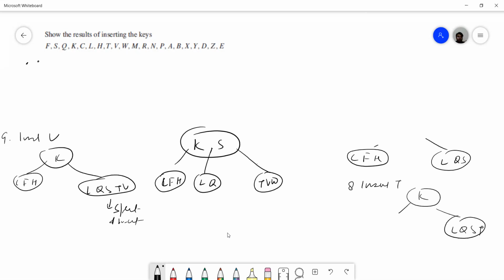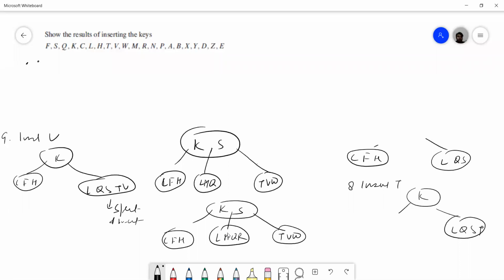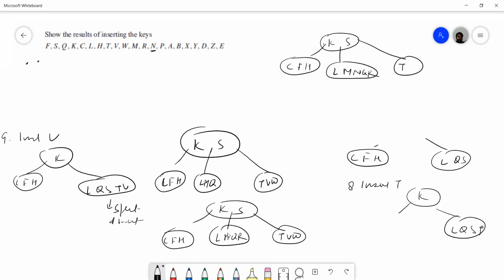Then we have to insert M. So M will be inserted here. Then we have to insert R. We have K, S, C, F, H. Then we have L, M, Q, R. Then we have T, V, W. Then we have to insert N. So N will obviously be inserted here. So after inserting N, we'll have K, S, C, F, H, L, M, N, Q, R. And finally, we'll have T, V, W.